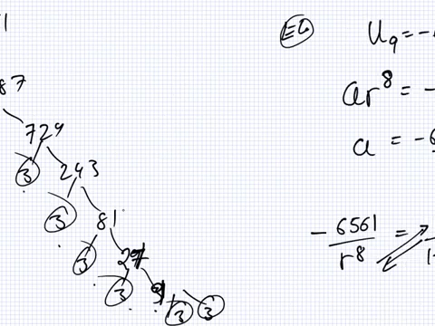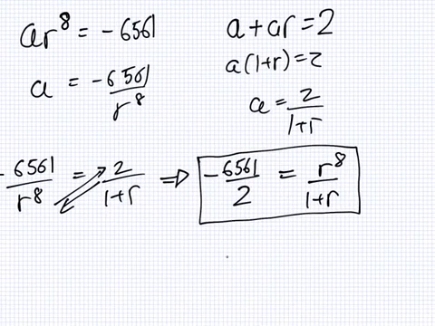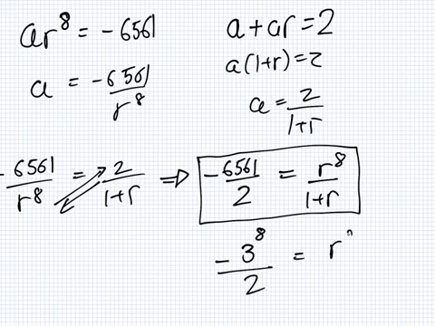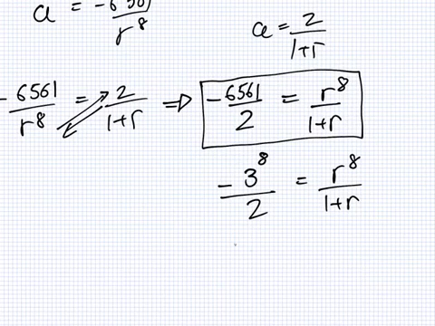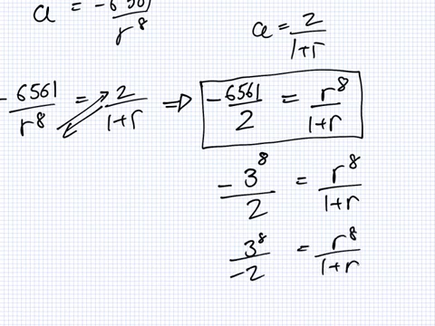So let's go back to the equation. This here, minus 6561, I can change into minus 3 power 8 over 2 equals r power 8 over 1 plus r. And you realise it's almost matching up. If I could match up the left and the right, I could see what the r is. To help match it up, I'll bring the minus down. Is it matched up yet? No, because on the top I have a power 8, good, but on the bottom I should have 1 plus a number. And here, do I have 1 plus a number? No.